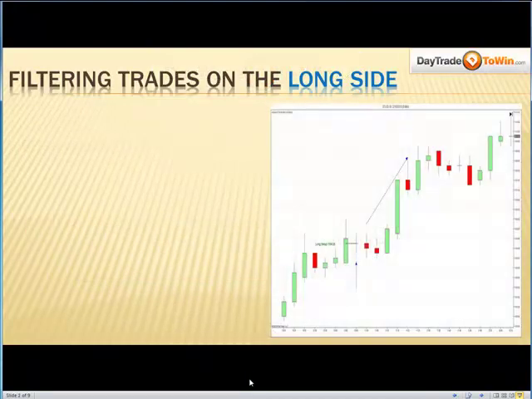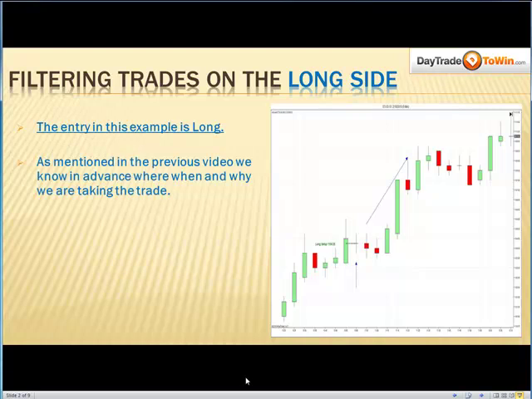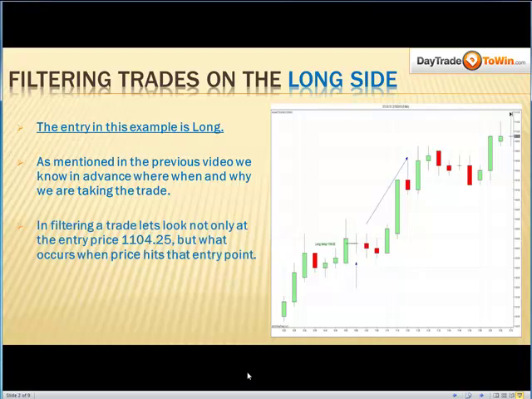Let's enter and filter a trade on the long side, okay? The entry in this example is long, obviously. As mentioned in the previous video, we know in advance where, when, and why we are taking the trade. If we don't know why, where, and when we're taking the trade, then filtering a trade is obviously not going to work for you. So you need to know in advance why you're entering the trade.